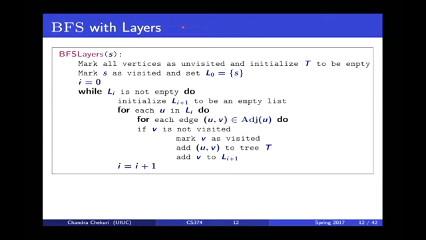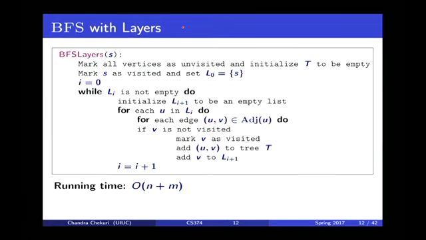And that's really a very simple algorithm. It's explicitly making this notion of discovering vertices in increasing order of distance, rather than saying it's in a queue or something like that. And it's easy to check that this can be implemented in linear time.